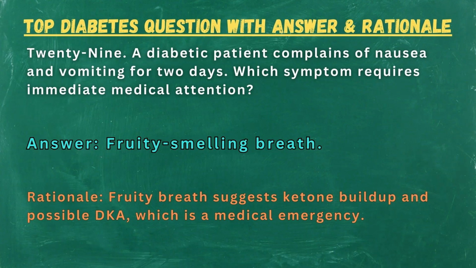29. A diabetic patient complains of nausea and vomiting for 2 days. Which symptom requires immediate medical attention? Answer: fruity smelling breath. Rationale: fruity breath suggests ketone buildup and possible DKA, which is a medical emergency.